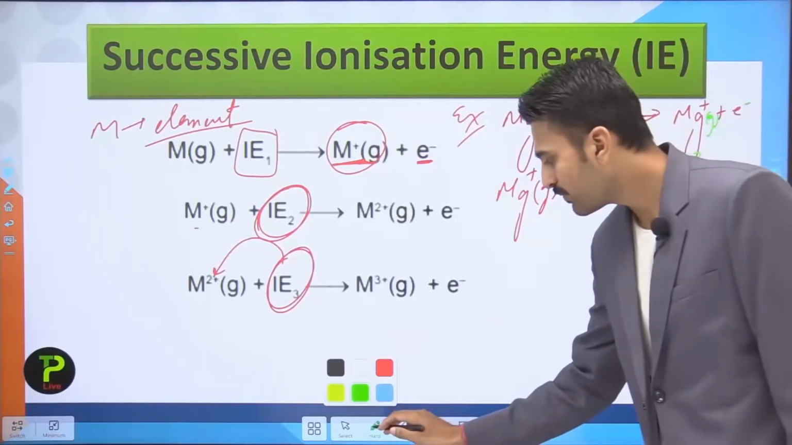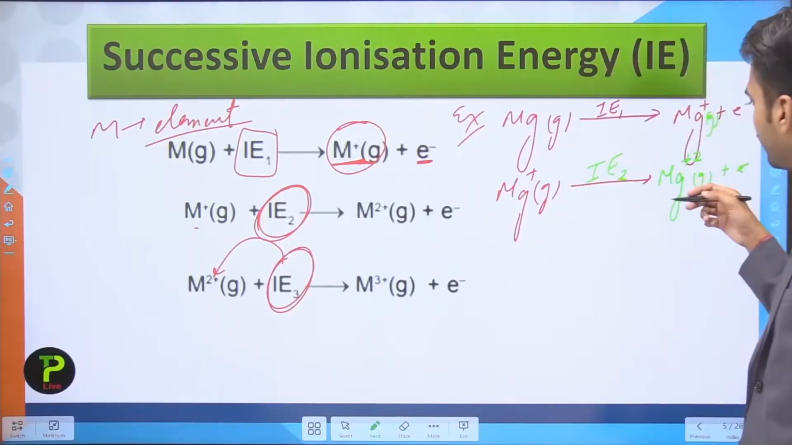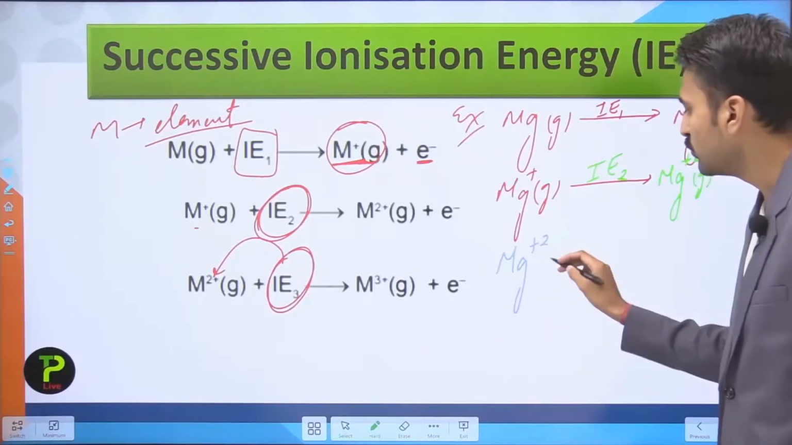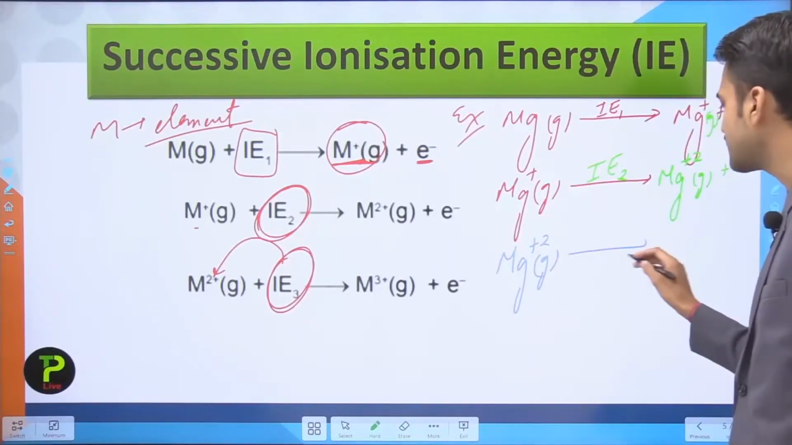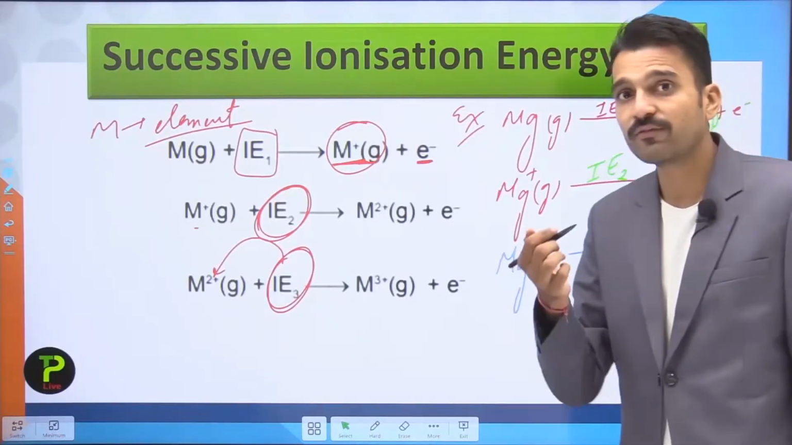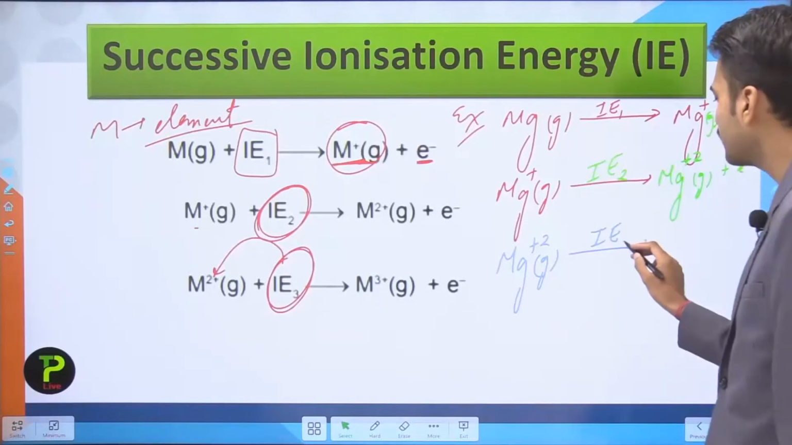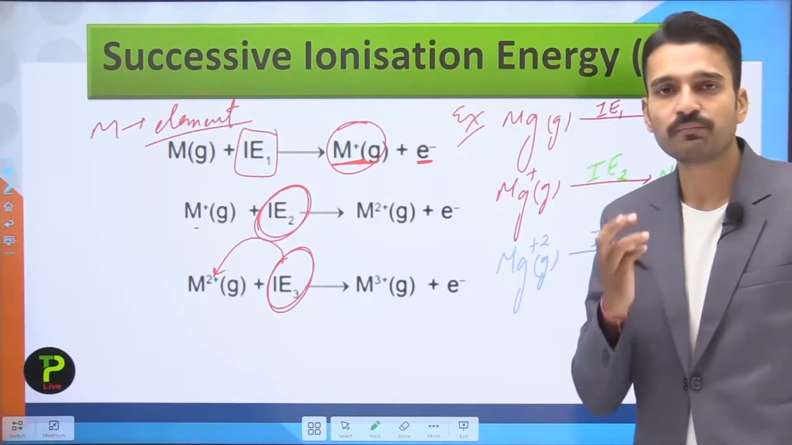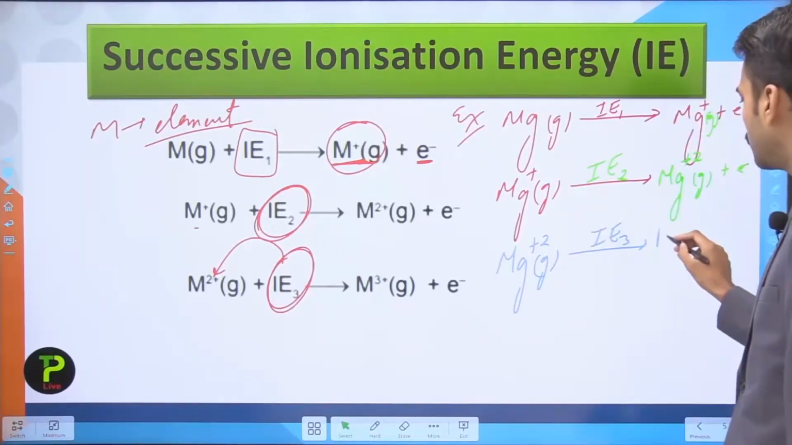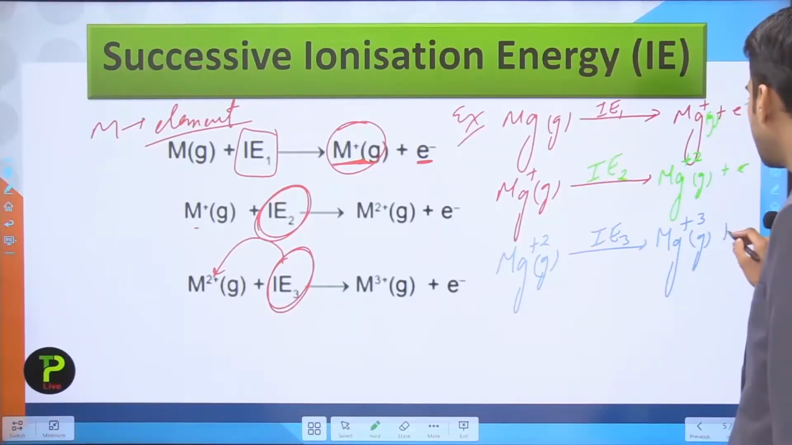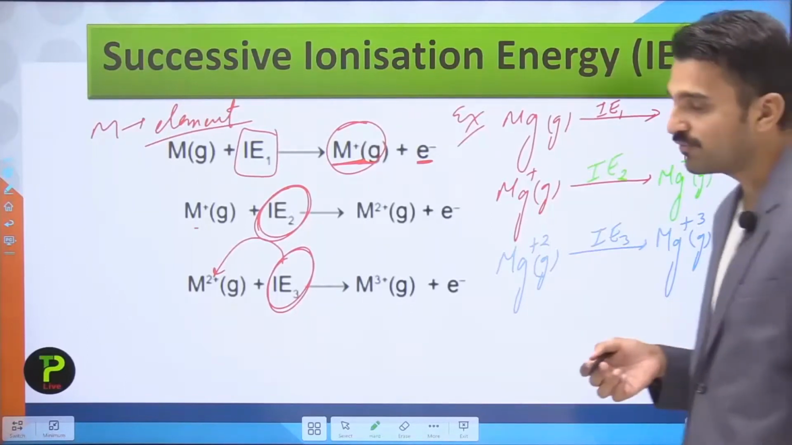Now what happens if we remove one more electron from this Mg plus 2 ion, which is present in the gaseous state? If I remove any further electron from this Mg plus 2 ion, this energy will be termed as ionization energy 3. Here it will convert into Mg plus 3 in the gaseous state, with the removal of an electron.